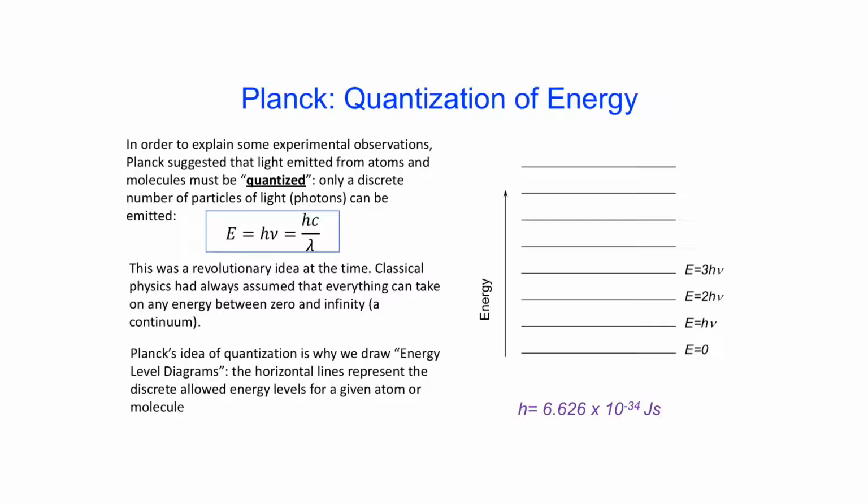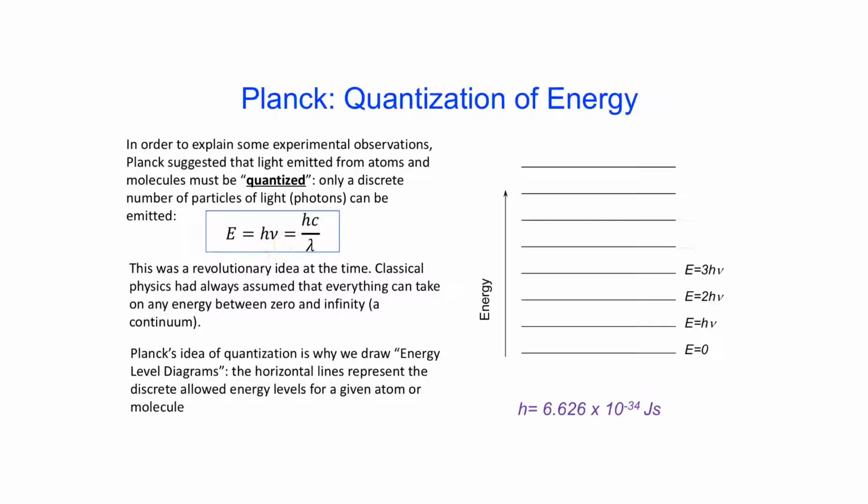Okay, so that means that only a discrete or a very specific number of particles of light, which we call photons, it's our new word of the day, only discrete numbers of particles of light can be emitted by our atoms and molecules. Right, and mathematically, we can say that by saying that the energy of our atoms or molecules can be represented by a constant. We call this Planck's constant.